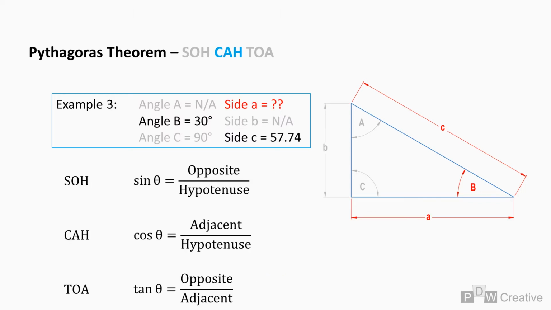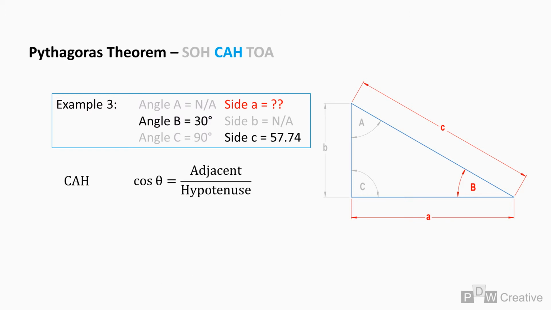Let's try a different example based on the CAH relationship. As in the previous example, our knowns are angle B and side C, but this time we are looking for side A. Side C is, as always, the hypotenuse. Side A is adjacent to angle B. This leads us to the cosine adjacent hypotenuse relationship.